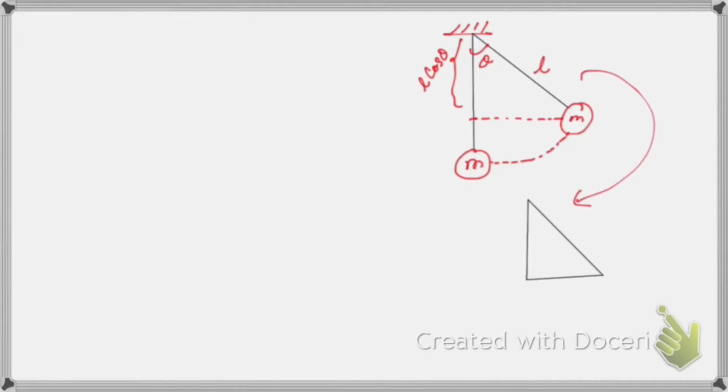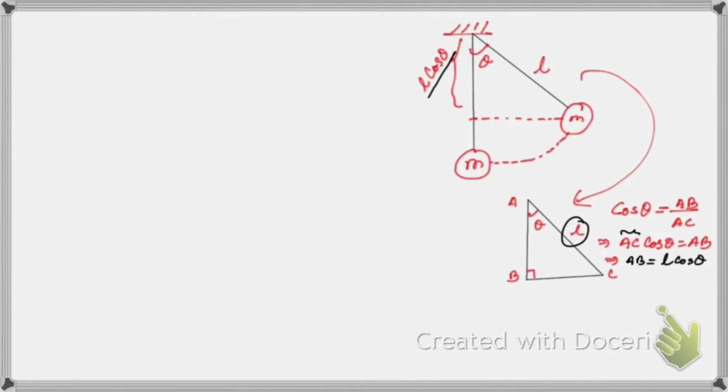Now from this triangle, take it as triangle ABC, where AC is L, this angle is theta, and B is the right angle. According to trigonometry, cos theta is AB by AC. So AC times cos theta is equal to AB, and AC is L here, so we get AB is equal to L cos theta.